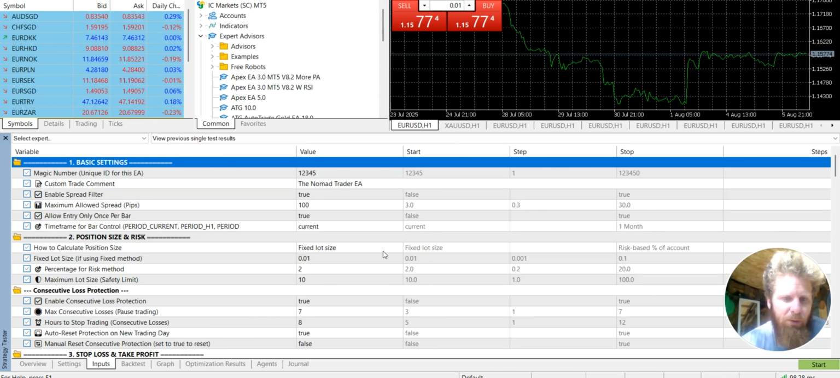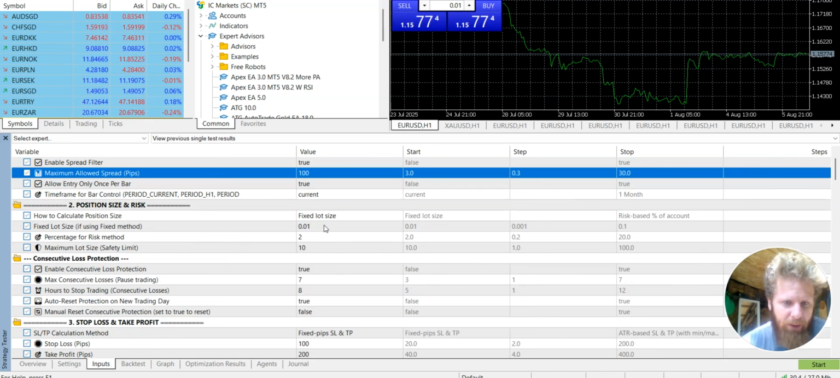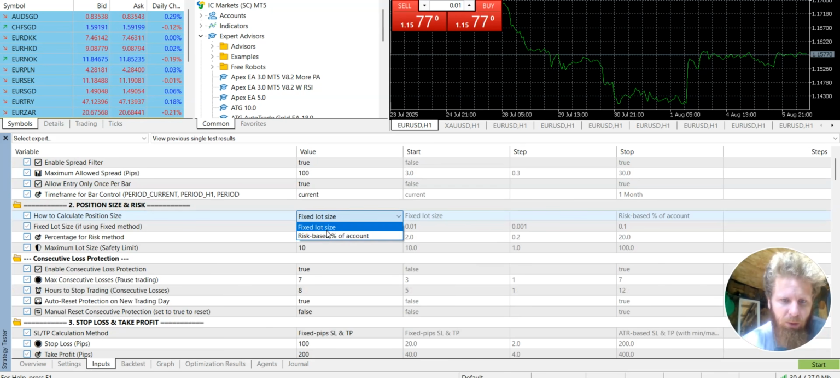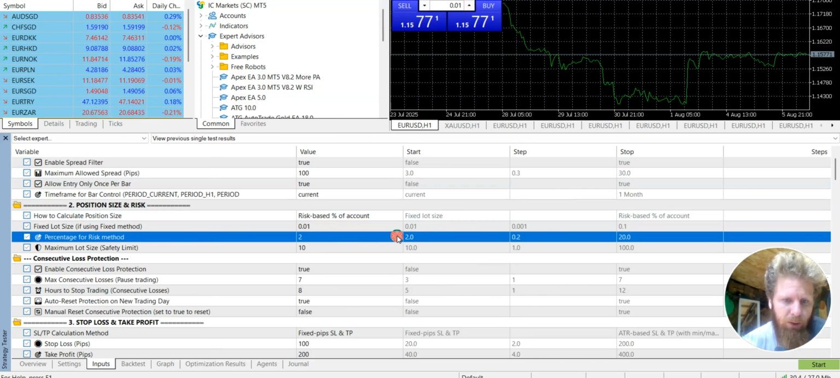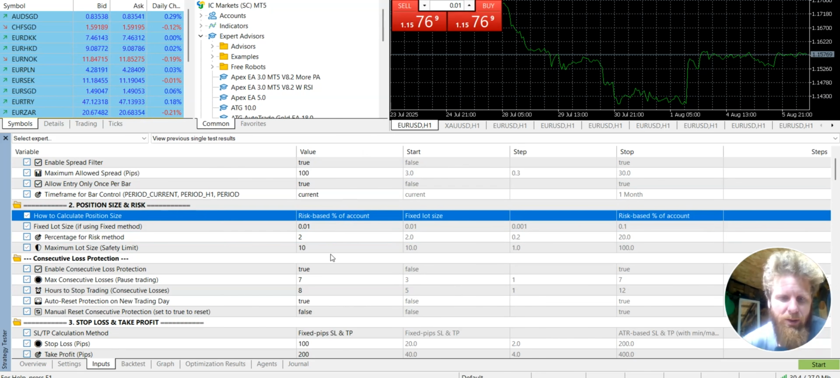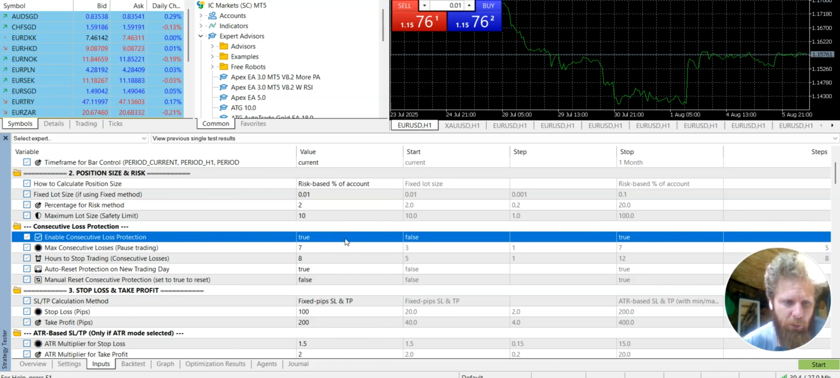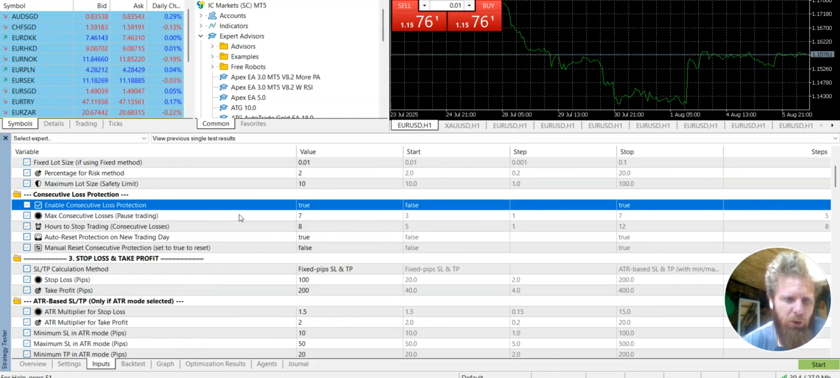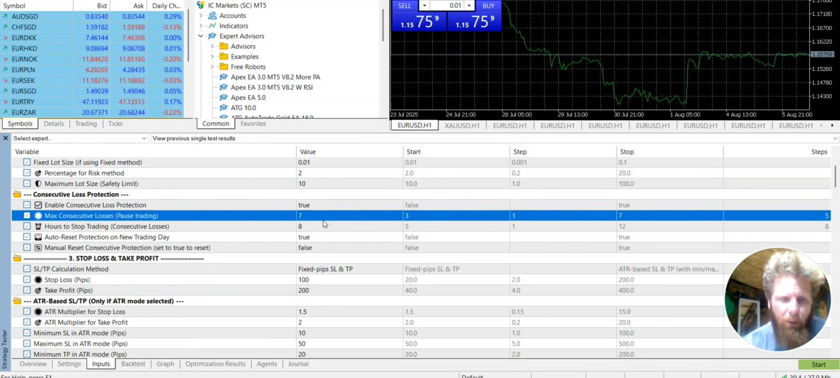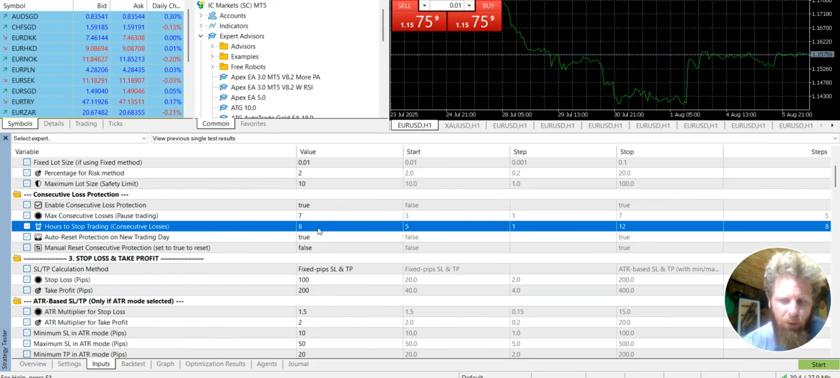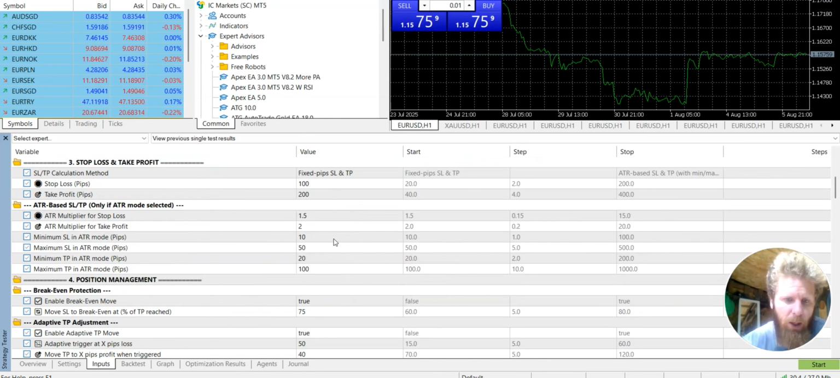You can also set things like max spread. You can choose fixed lot or risk-based lot size that is based on account and stop loss. So it is the direct risk calculation, which is the most advanced one. You can use consecutive loss protection. If it's set to true, you can choose after how many losses the EA is going to stop trading for how many hours. You can choose from fixed stop loss, take profit to ATR based.